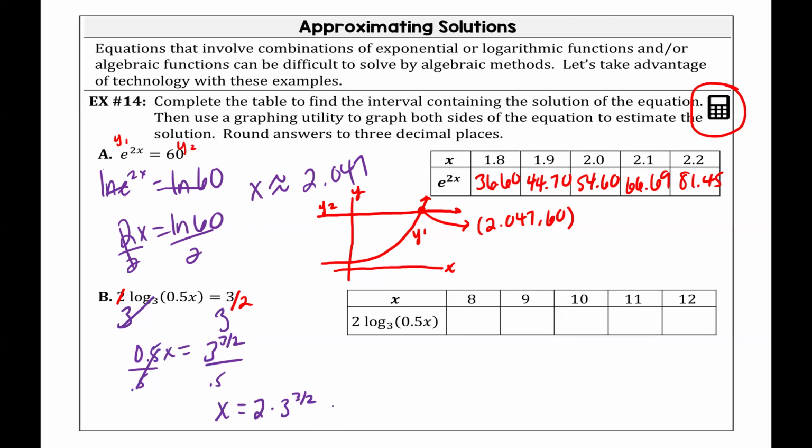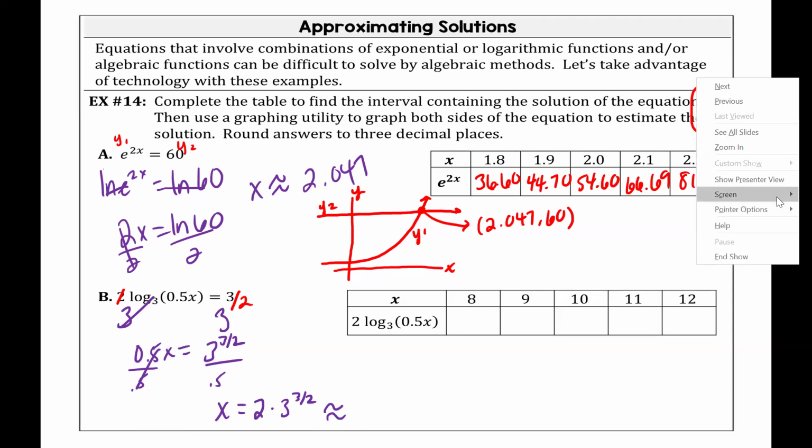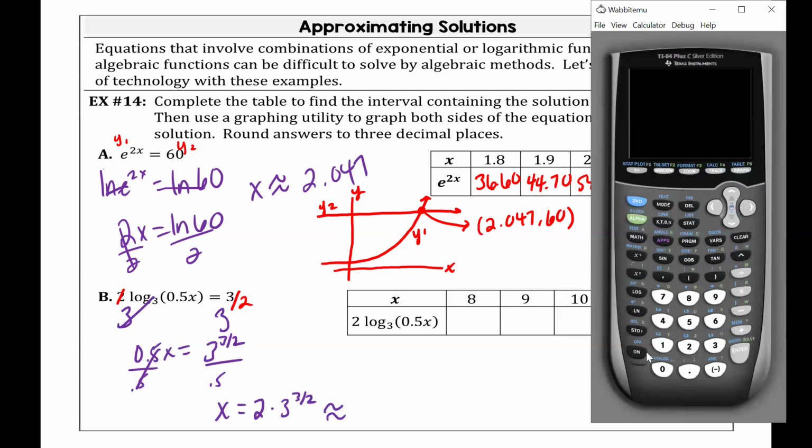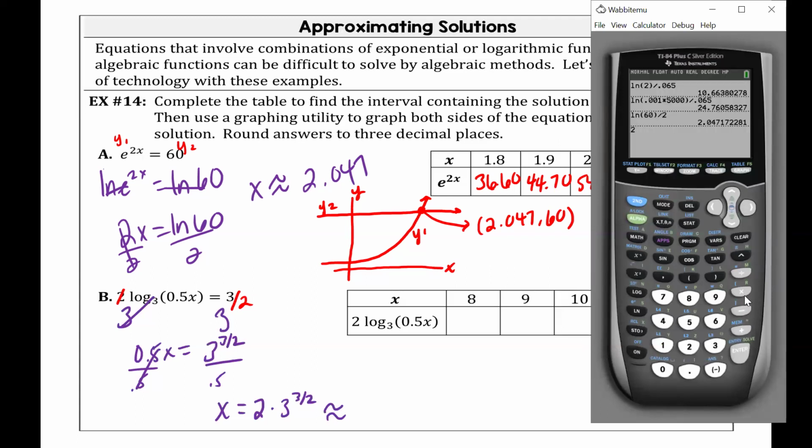And I'm going to plug it in the calculator to find my approximate. Go to Sylvie, turn it on. I'm going to type 2 times 3 to the 3 divided by 2. Hit enter, and I get 10.392. So 10 and 392 thousandths. That's our approximate value of our x.